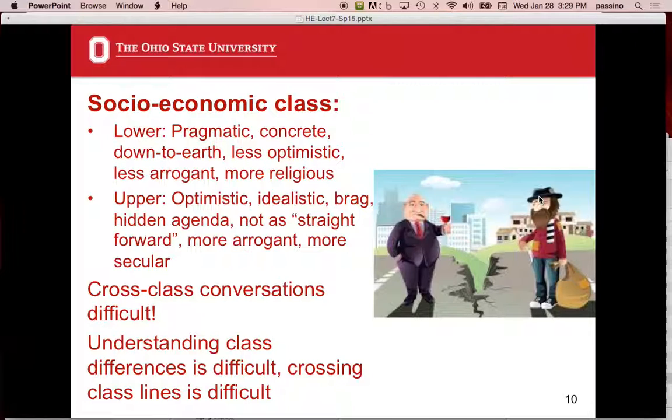Cross-class conversations can be difficult, and that can be within your own culture, of course, okay? Can the rich communicate with the poor and vice versa? I mean, can it really happen? Can we understand each other? It's difficult, okay? It's like a different culture. It's a culture of class. Think of it this way. Ladies and men, do men have difficulty communicating with women?